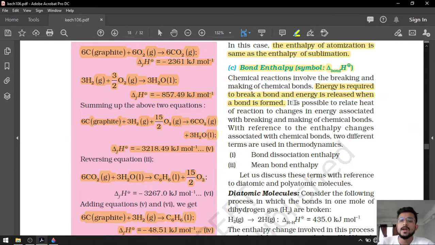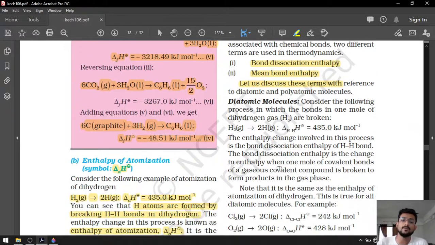Okay, it is possible to relate heat of reaction to the change in energy associated with breaking and making of chemical bonds. With reference to the enthalpy change associated with chemical bonds, there are two terms. One will be bond dissociation enthalpy and the other mean bond enthalpy. In common usage, this is known as bond enthalpy. Okay, let us discuss these terms with reference to diatomic molecules and polyatomic molecules.